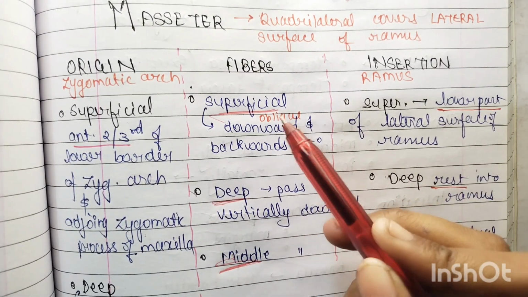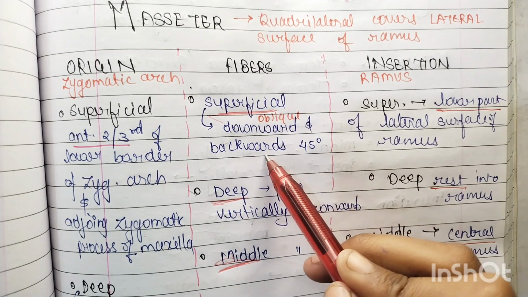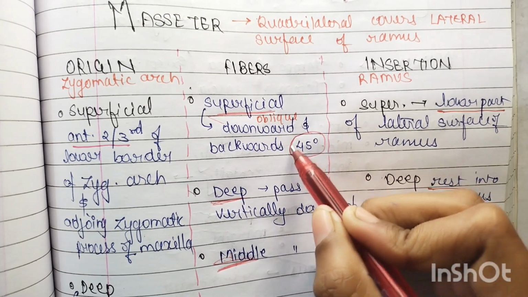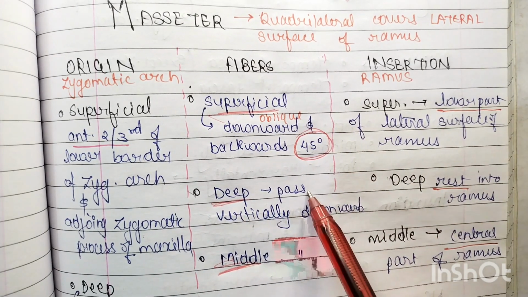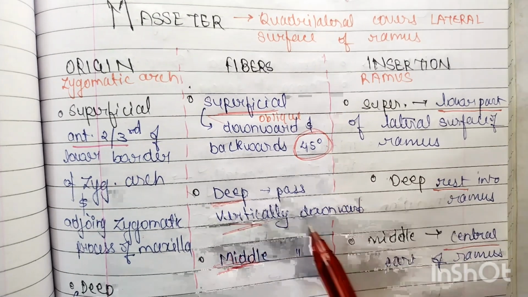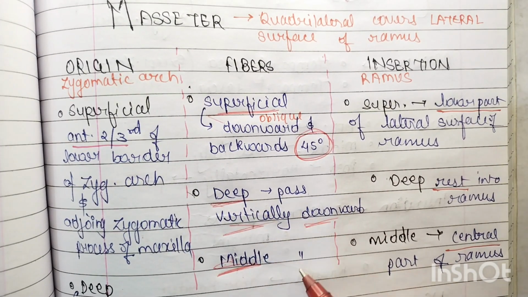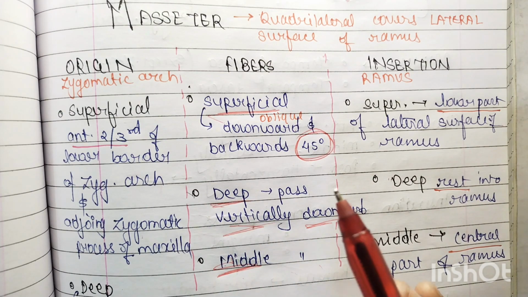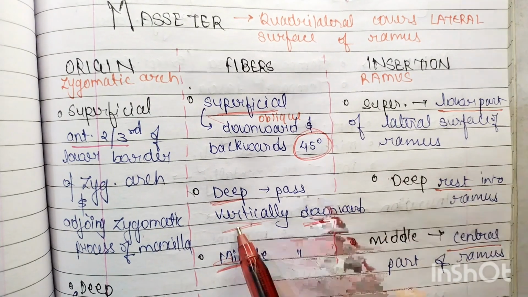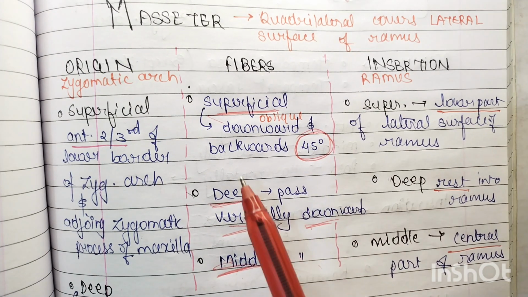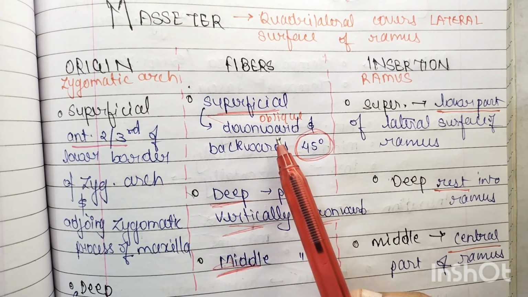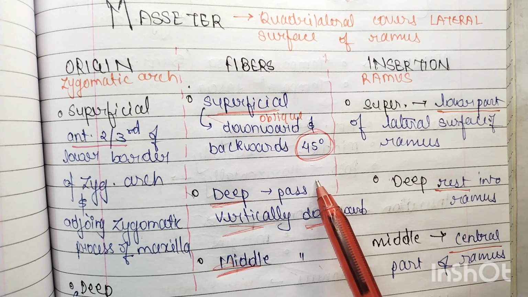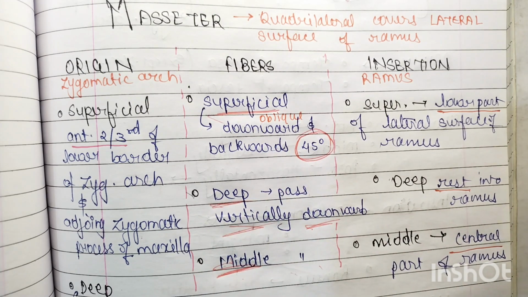The superficial fibers are oblique, they run downward and backward at 45 degrees. Then we have the deep fibers, which pass vertically downward. The deep and the middle are the same, both of them pass vertically downward, whereas your superficial fibers go downward and backward at 45 degrees, or you can say they run obliquely.